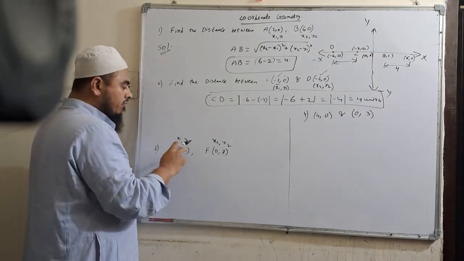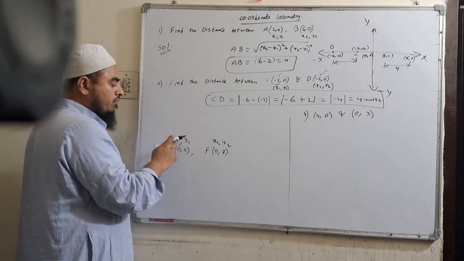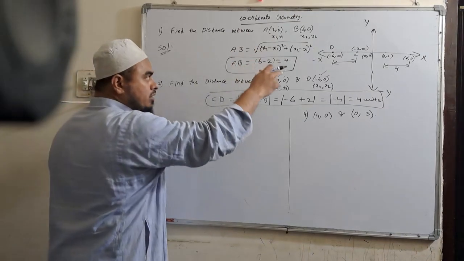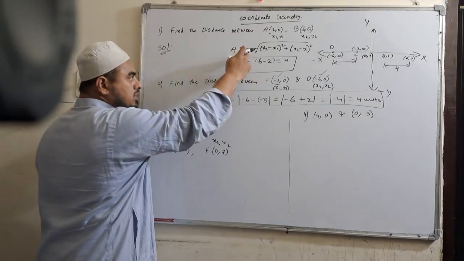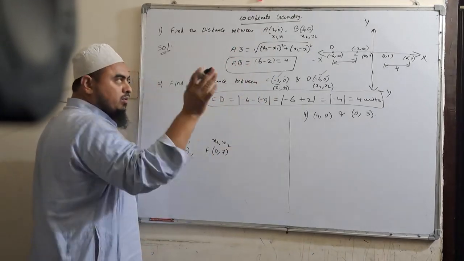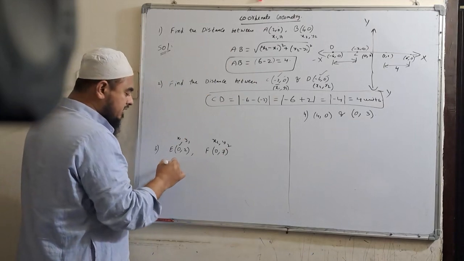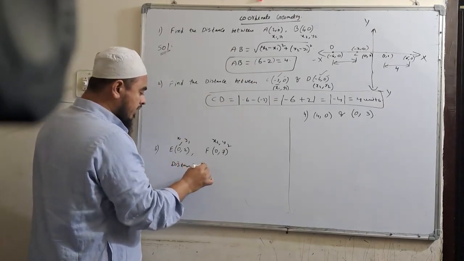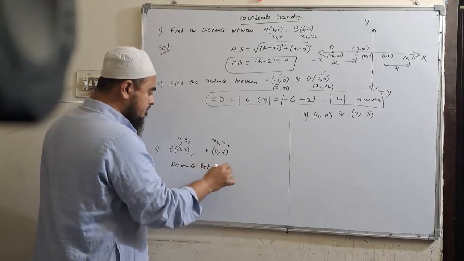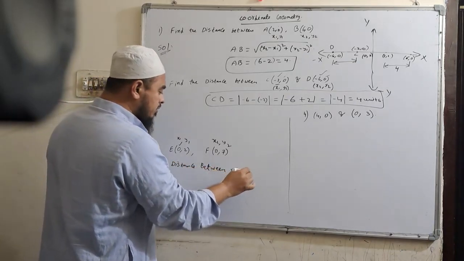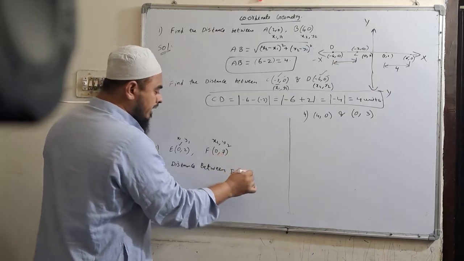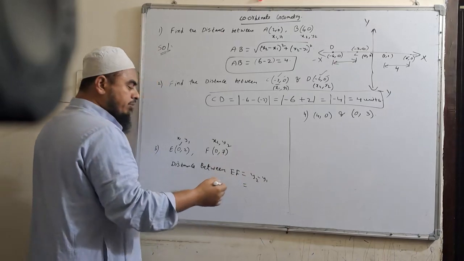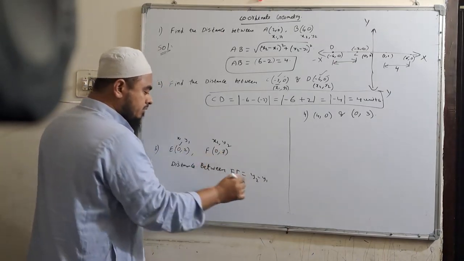So here, wherever you have the values of both the x coordinates zeros, or both the y coordinates 0, there is no need to use the formula of AB, square root of. You can directly find the distance between EF, which is equal to y2 minus y1. Directly you can do it by taking this simple formula of y2 minus y1.